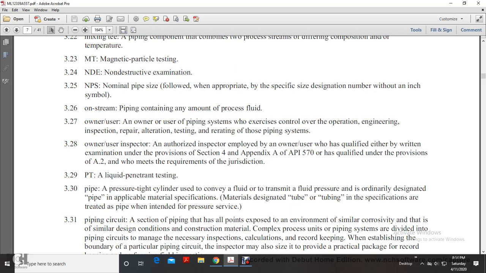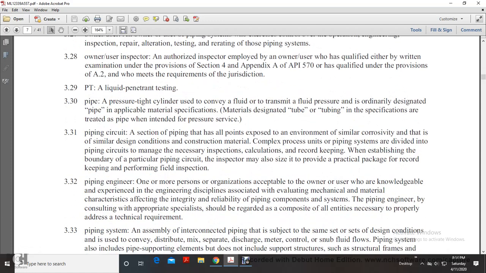Piping: a pressure-tight cylinder used to convey fluid or transmit fluid pressure, ordinarily designated pipe in the applicable material specification. Materials designated tubing in the specification are treated as pipe when intended for the pressure service of the piping circuit.